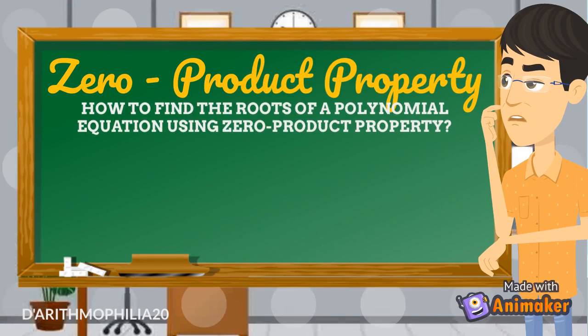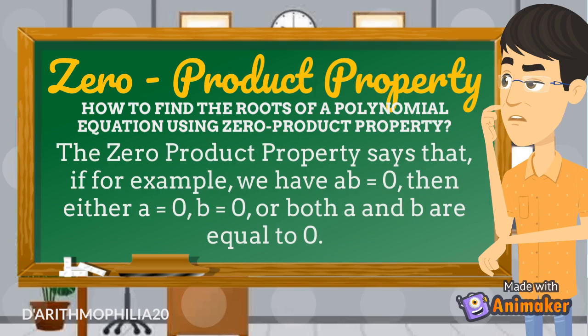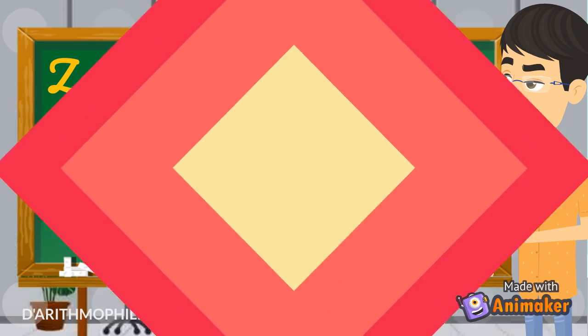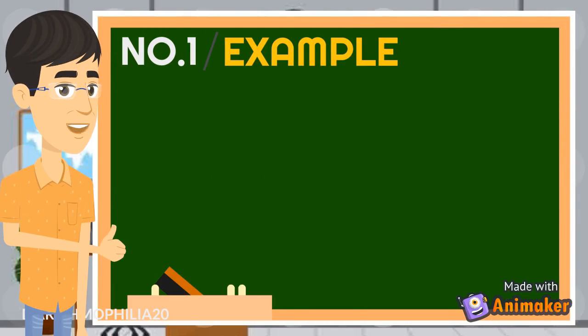Next, let us discuss how to find the roots of a polynomial equation using the zero product property. The zero product property says that, if for example, we have ab = 0, then either a is equal to 0, b equals 0, or both a and b are equal to 0. For us to better understand this concept, let's consider the following examples.